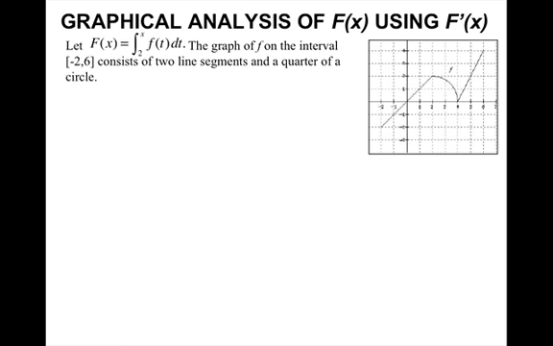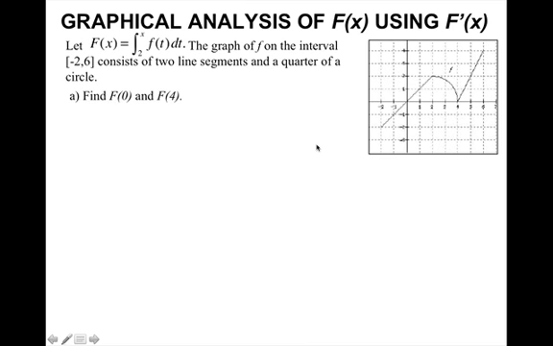So for this question, you're going to let big F of x equal the integral from 2 to x of little f of t dt. The graph of little f on the interval from -2 to 6 consists of 2 line segments and a quarter of a circle. And as you can see in the picture, there's your line segment, there's your second line segment, and here's your quarter circle. And this is the graph of little f.